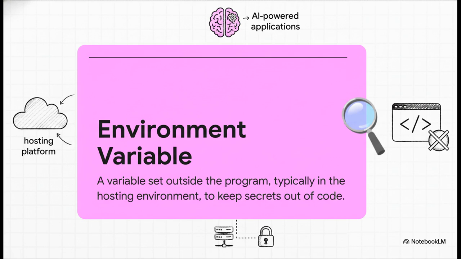And hey, if you're not totally sure what an environment variable is, no worries. Let's break it down real quick. Just think of it like a sticky note that lives on your hosting platform, not inside your code. Your code can read what's on the sticky note when it runs, but the note itself never gets saved into your GitHub repo. It is the gold standard for handling secrets.